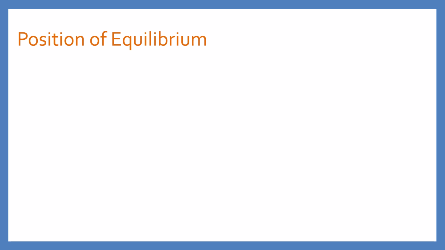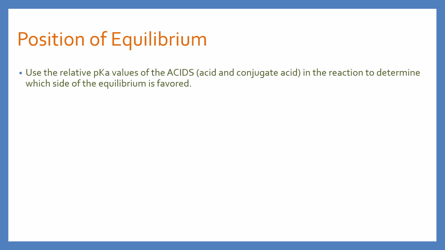So let's talk position of equilibrium. If we have an acid-base reaction that's at equilibrium, how do we know which side is favored? We're going to use the relative pKa values of the acids in the reaction, so the acid and the conjugate acid, to determine which side of the equilibrium is favored. Equilibrium will always favor the formation of the weaker acid, which makes sense because the weaker acid is less reactive. We are always going to favor using up reactive reagents in order to end up with something lower energy and less reactive.